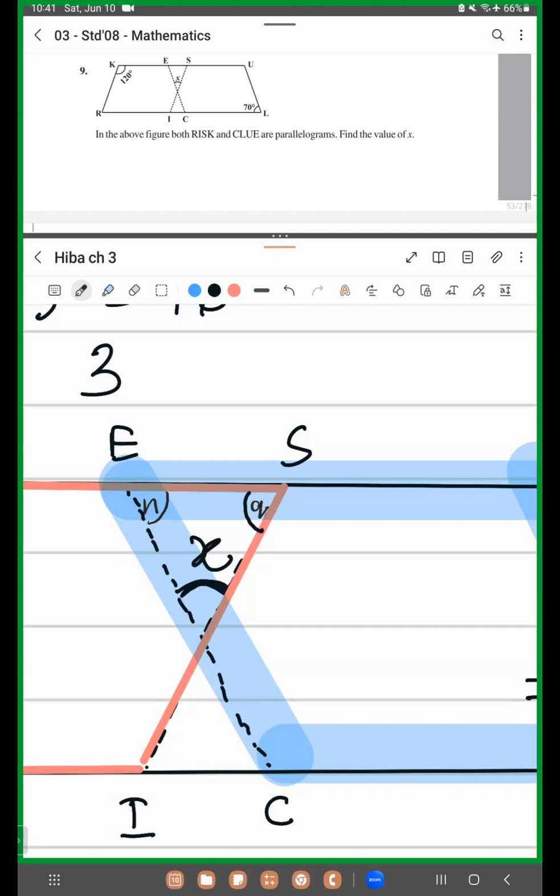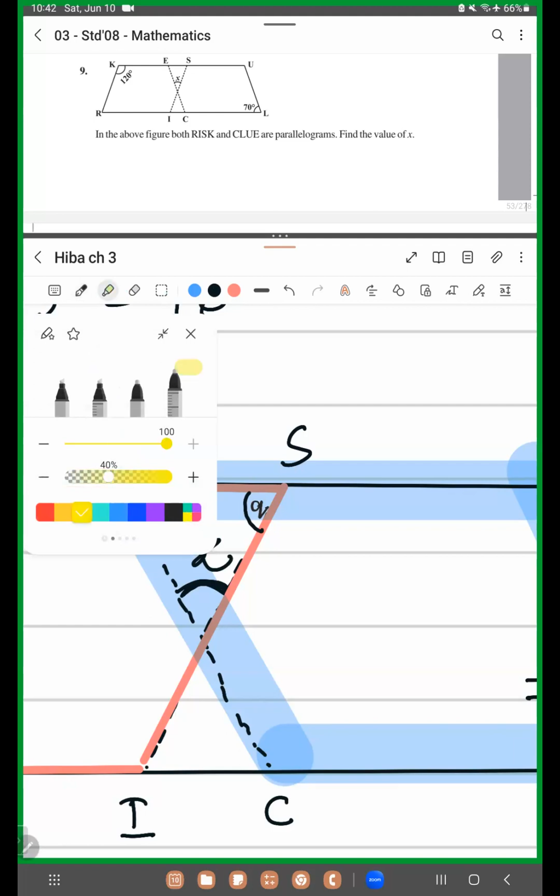Now look at this triangle, okay? The small triangle that is being formed, where X, Q, and N are three angles. Can you see this triangle? Yes, I can see it. Yeah. So let me just color it with something else.